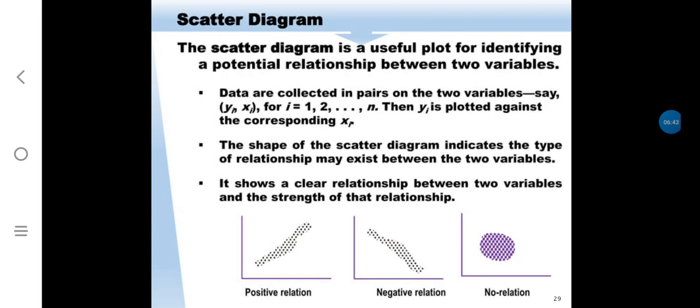And scatter diagrams. The regression lines are also related to these scatter diagrams. The scatter diagram is a useful plot for identifying the potential relationship between two variables: a positive relationship, a negative relationship, or no relationship. This is the graphical representation, and it is the most statistical representation compared to the other SPC tools.